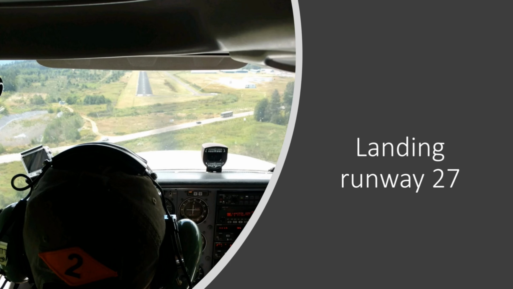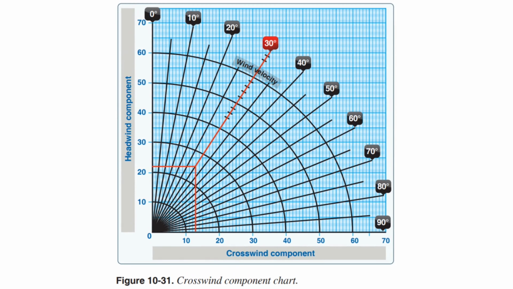Your knee board should have a crosswind component chart that looks like this. We find the line associated with the difference between the winds and our landing runway and trace down to the x-axis to determine the crosswind component. Looks like we have a crosswind component of about 13 knots.